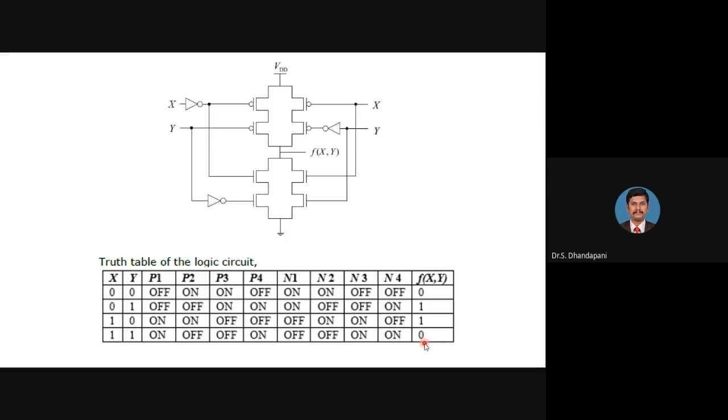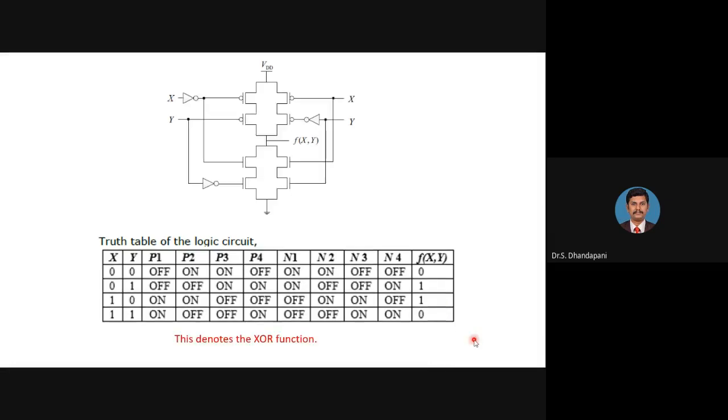Similarly, we can analyze all the 4 combinations. And by seeing the table, it is very clear this function is XOR function. So whenever we have a circuit, we can give all possible inputs. We can analyze which transistors are on, which transistors are off. We can find the final output. By seeing the answer, we can predict the function. In this case, the function is XOR function.